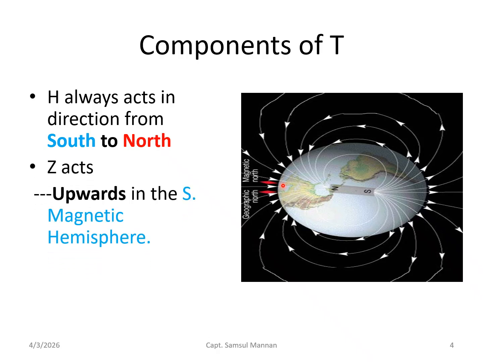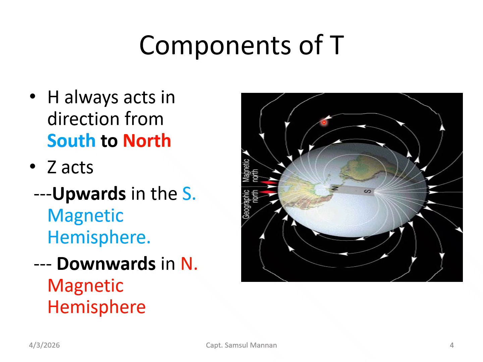And the Z will act upwards in the southern hemisphere. If we keep a freely suspended needle, you'll see that the needle will try to align itself with these magnetic lines of force. So the north end of that magnetic needle will be pointing upwards in the southern magnetic hemisphere, it will be almost parallel at the magnetic equator, and it will act downwards in the northern magnetic hemisphere.